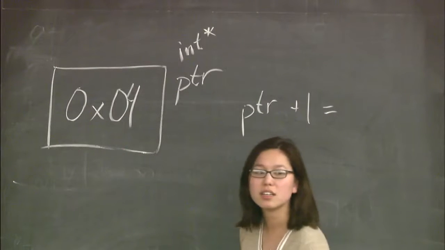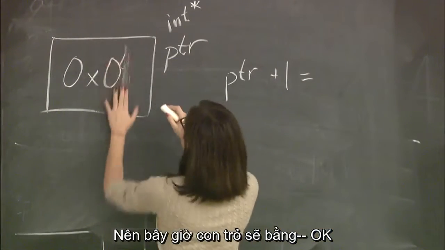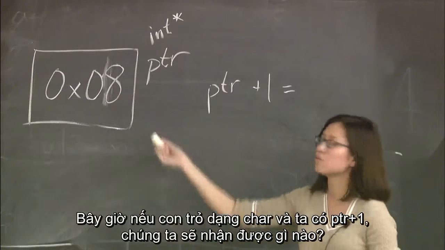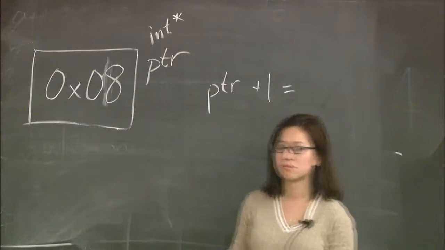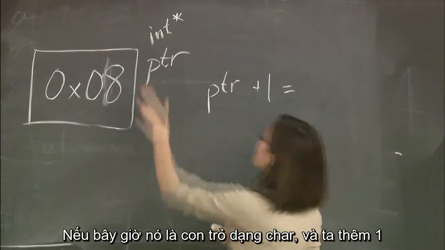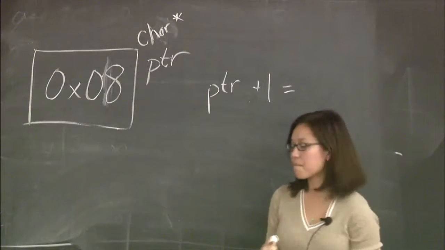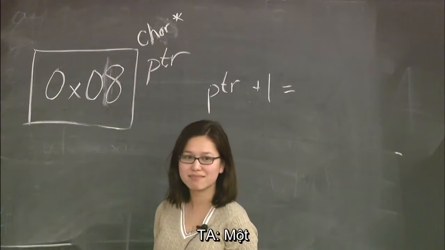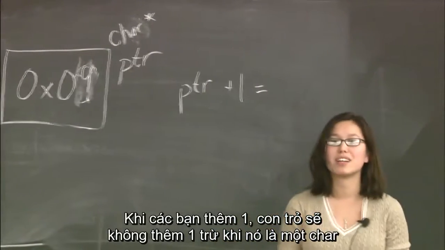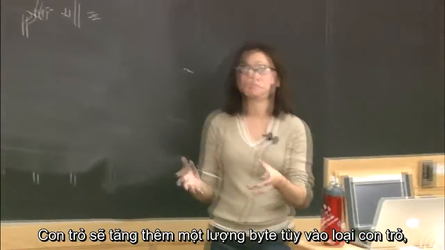So what would this turn into? You're just adding 4 onto this. So now your pointer would be updated. So if it was a char and we did pointer plus 1, what would it be now? Pretend right now it's 0x08. Let's now say that this was a char pointer. And we added 1. What would it change to? How many bytes is a char? 1. So 0x09. So just something to remember. When you add 1, it's not adding 1 unless it's a char. It's adding how many bytes the type is, okay?